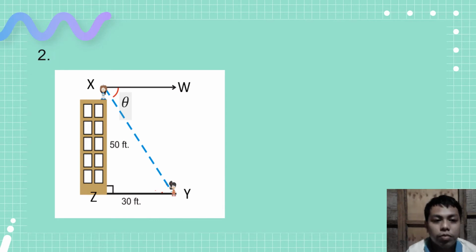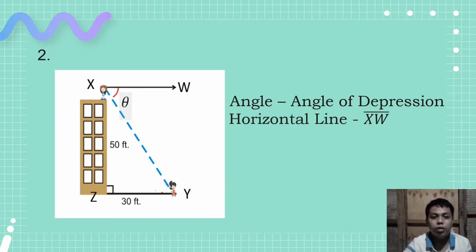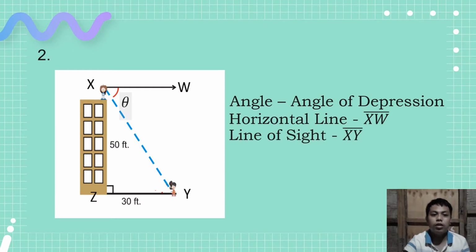Number 2. The angle is angle of depression. The horizontal line is line segment WX or XW. Then our line of sight is line segment XY or YX.